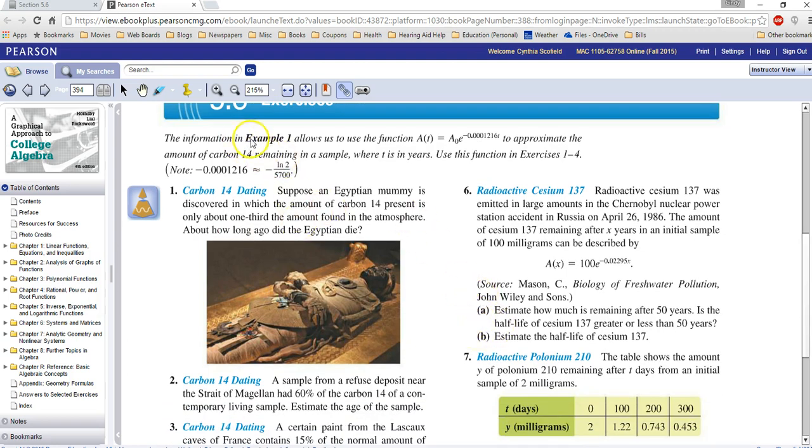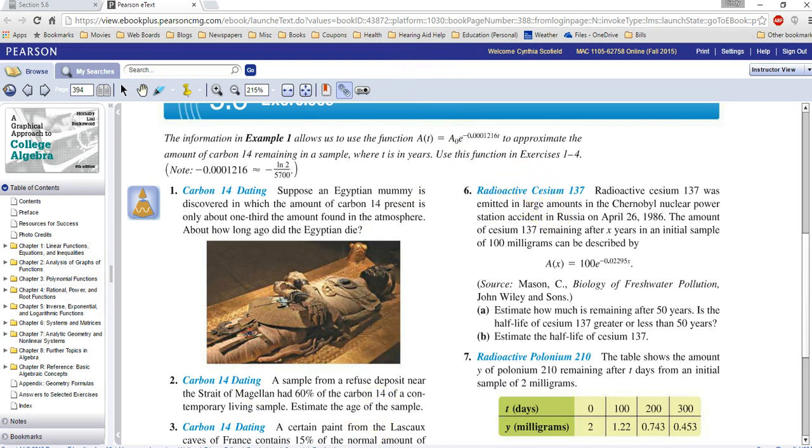It says the information in example 1 allows us to use the function A of t equals A sub 0 times e raised to the negative 0.0001216t to approximate the amount of carbon-14 remaining in a sample where t is in years. Use this function in exercises 1 through 4. So number 2, we're going to look at carbon-14 dating. A sample from a refuse deposit near the Strait of Magellan had 60% of the carbon-14 of a contemporary living sample. Estimate the age of the sample. All right, so we're able to use what percentage of carbon-14 remains after something has died and been decomposing. And that'll help us to estimate how old the sample is.